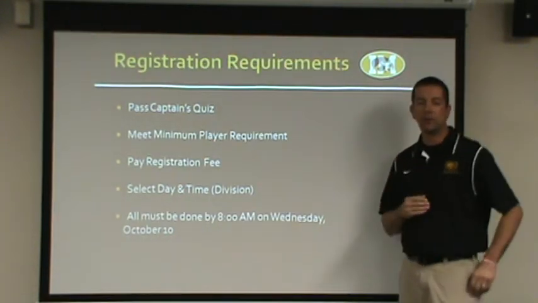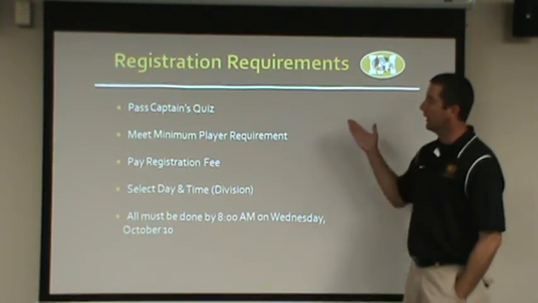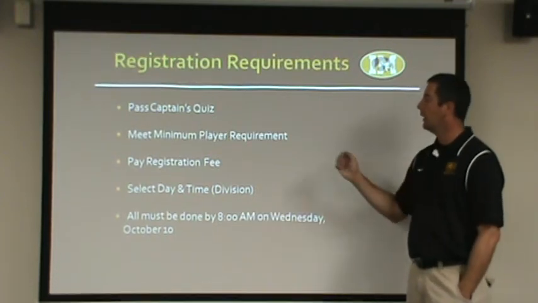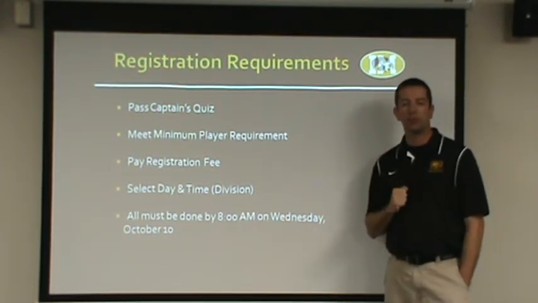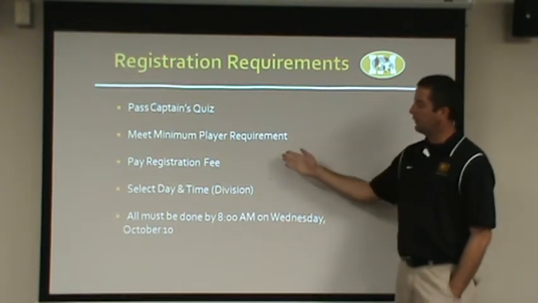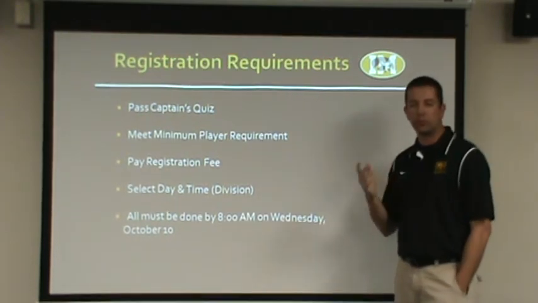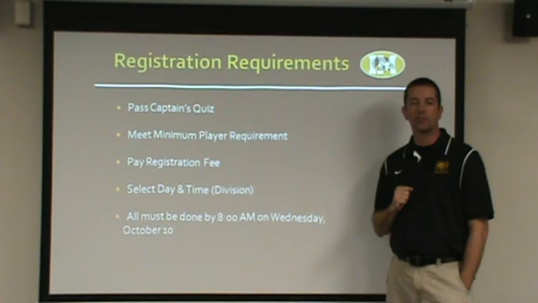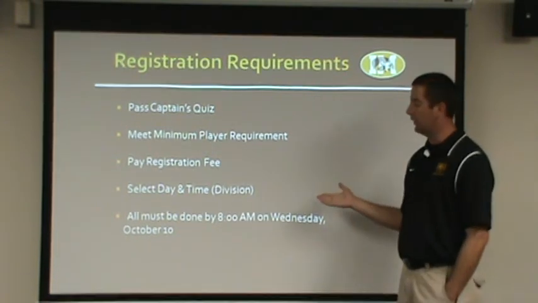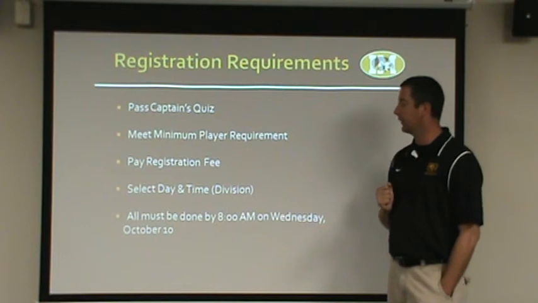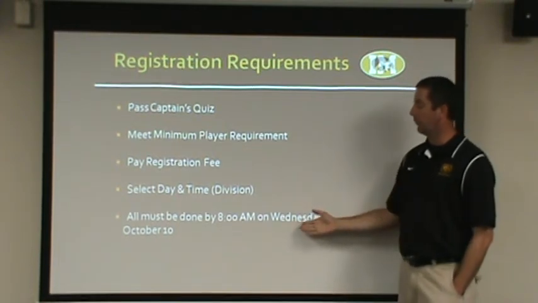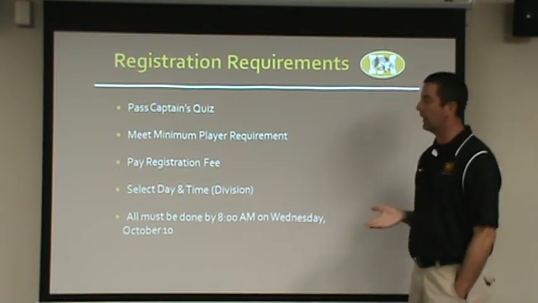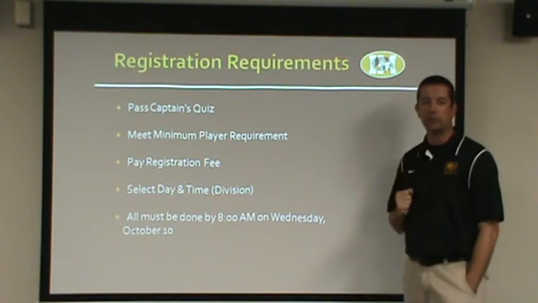So the registration requirements in order to get a team into intramural volleyball is, number one, you've got to pass the captain's quiz, which you'll take immediately after watching this video. You'll need to meet the minimum player requirement, which for volleyball is 4 players. Then once you've done that, you'll pay your registration fee through the PayPal website on imleagues.com. Then once you've paid your fee, you'll be able to select the day and the time of your division, or you'll be going into the waiting list. And all those things need to be done in order by the deadline for registration, which is 8 a.m. on Wednesday, October 10th. So this is the slide for you to do all these things in order to get your team signed up for intramural volleyball.